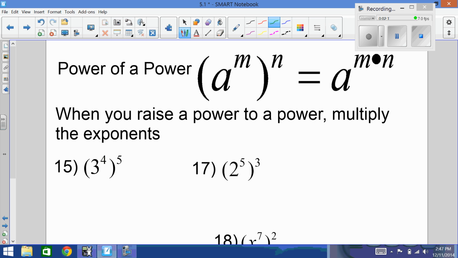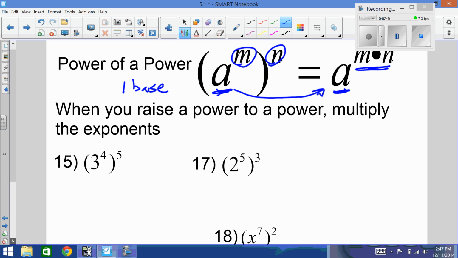All right, another property, power of a power. What that means is, you notice I only have one base. Only one base in this problem. But I have 2 exponents. So that means I have an exponent, parenthesis, exponent. Well, that means you multiply. You keep the same base, but all you do now is you multiply the exponents.